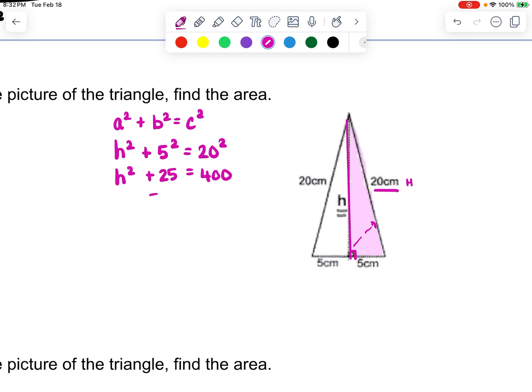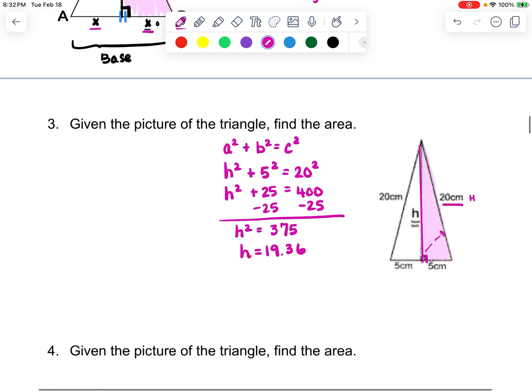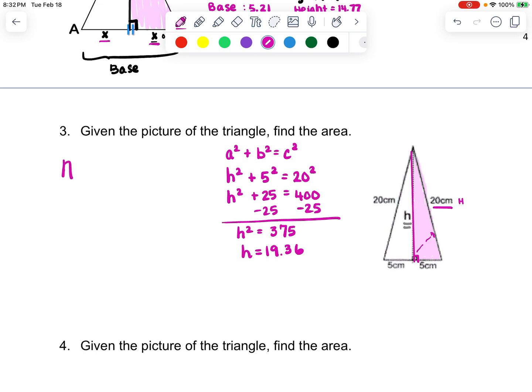So if I subtract 25 from both sides, then I've got h squared equals 375. And take the square root of 375. And I think I'm going to get that my height is 19.36. So I've got my height. So I've got area is equal to base times height divided by 2. The entire base. How much is the entire base? You got that whole thing of 10.